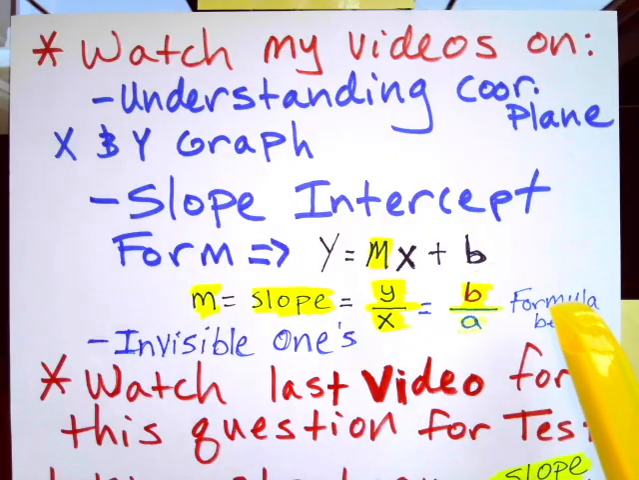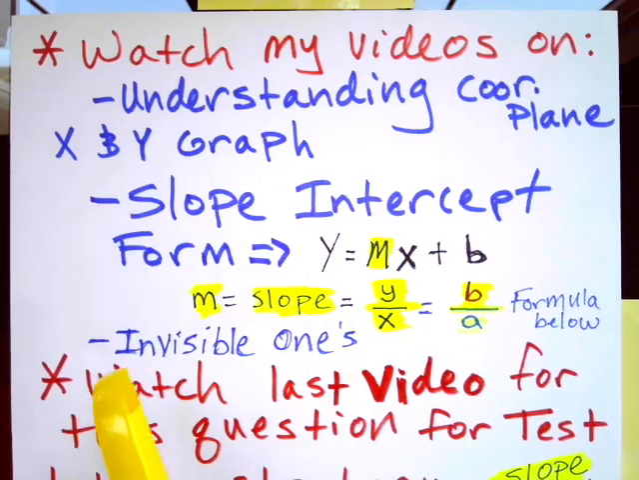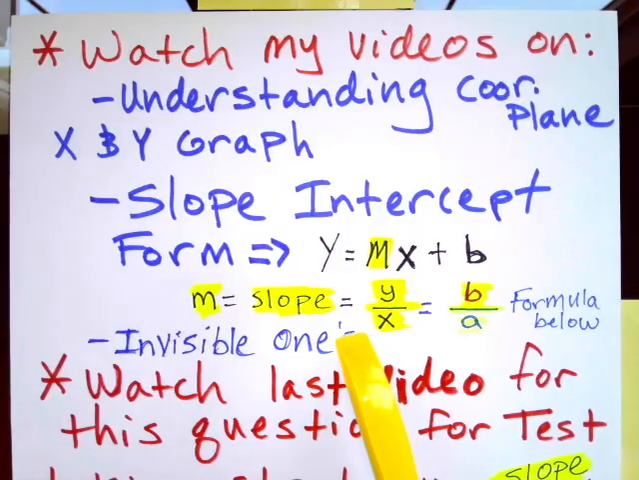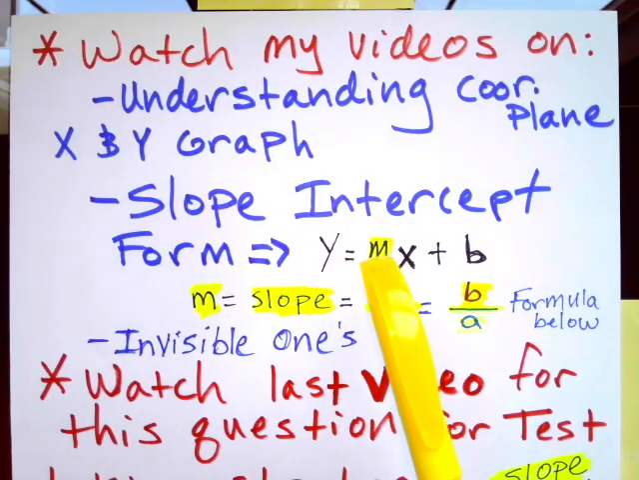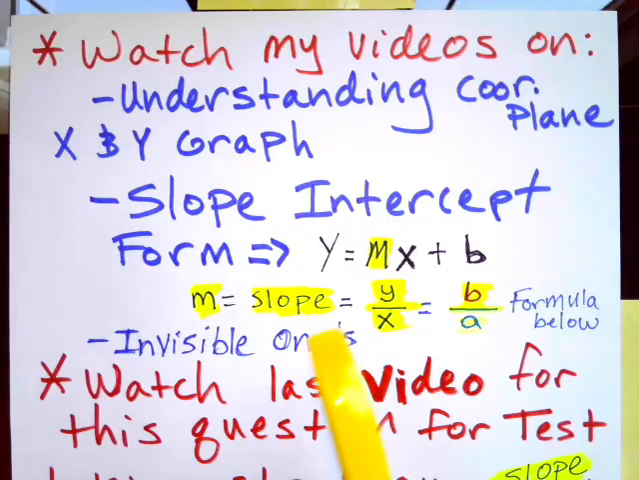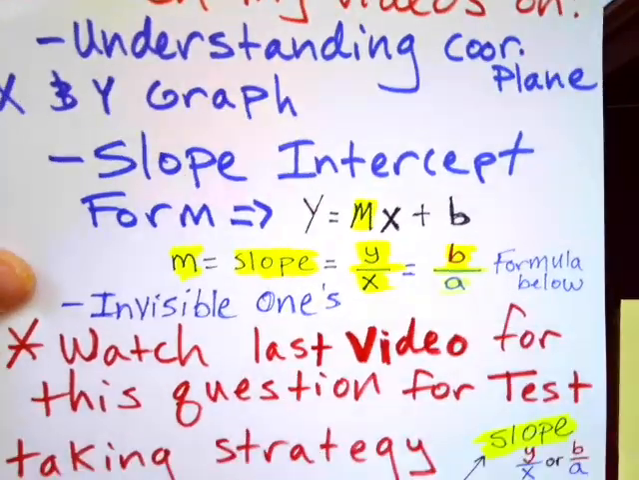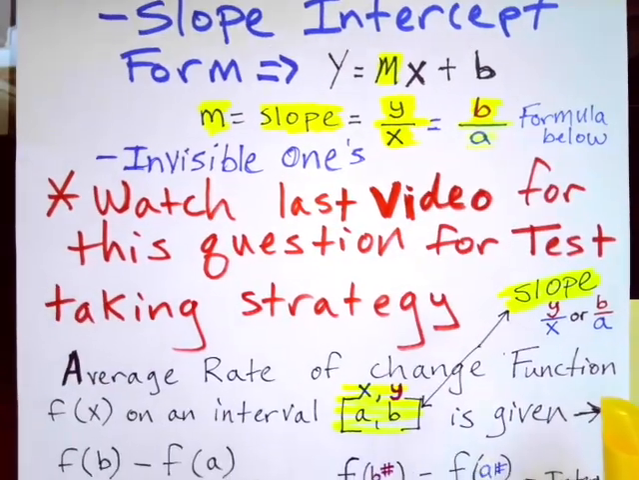Regarding the formula below, I'm going to go over in just a moment. Watch my video on invisible ones. This will clarify what you do if you have an m value of 2, which we do in this problem. All right, it's going to help you understand in depth, and it's going to make my explanations much, much clearer.